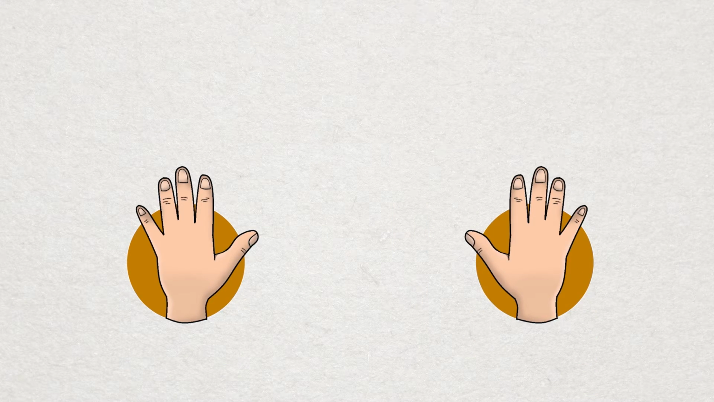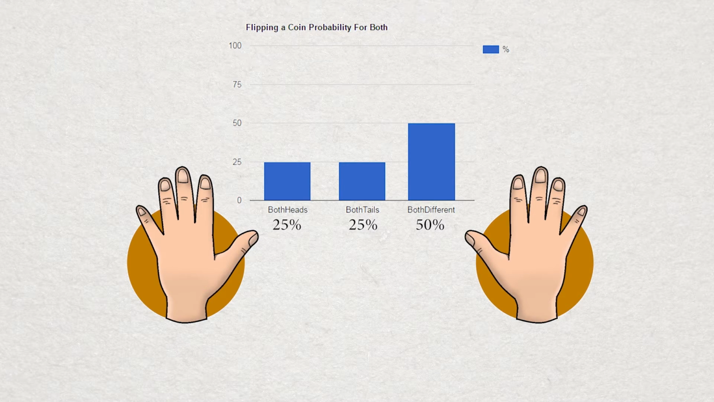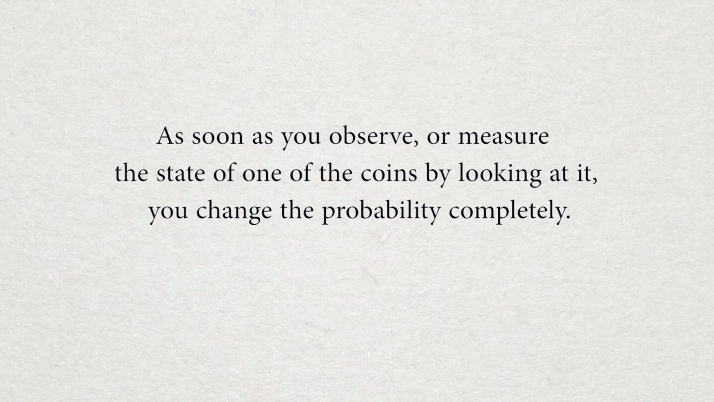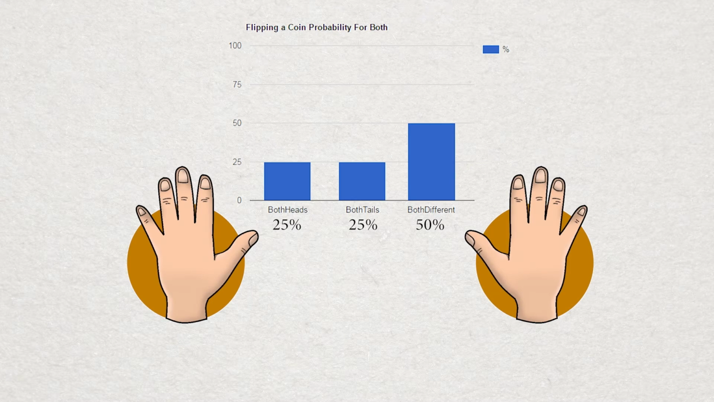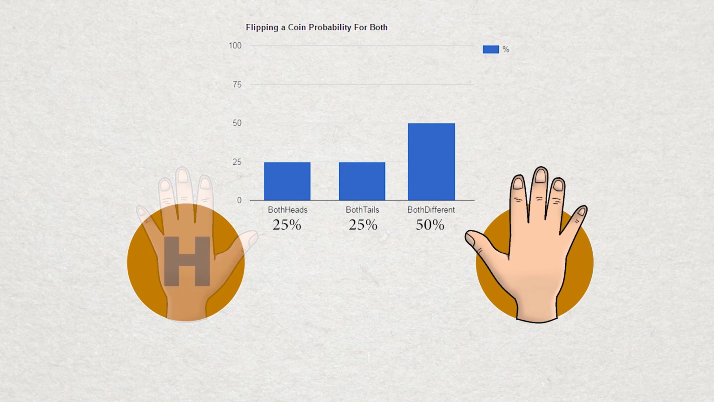Now if you were to flip both coins but not observe them by covering them when they land, there is still a 25% chance that both are heads and a 25% chance that both are tails. As soon as you observe or measure the state of one of the coins by looking at it, you change the probability completely. If you are confused, I will now explain. If you observe one of the coins and see the coin is heads, you realize that now there is not a 25% chance that both will be tails because one of them is heads.